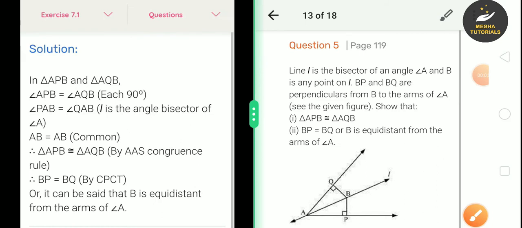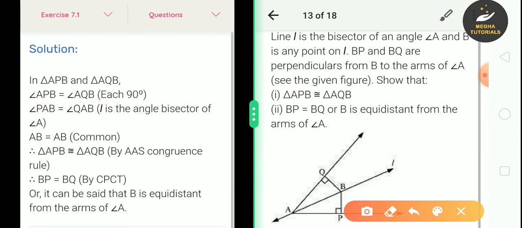Question 5. Line L is the bisector of angle A and B is any point on L. BP and BQ are perpendiculars from B to the arms of angle A. Show that triangle APB is congruent with triangle AQB, and BP is equal to BQ, or B is equidistant from the arms of angle A.